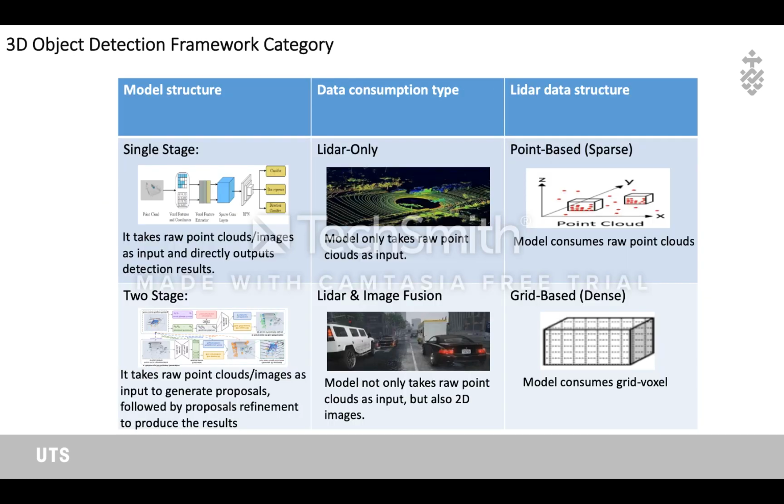In general, 3D object detection can be categorized into three types. According to the model type, there are single-stage and two-stage model structures. And for the data consumption types, the model can take the raw point cloud or image data as input. Last but not least, for the LiDAR-only method, the point cloud data structures can be formed by two types, which are point-based sparse or grid-based dense.